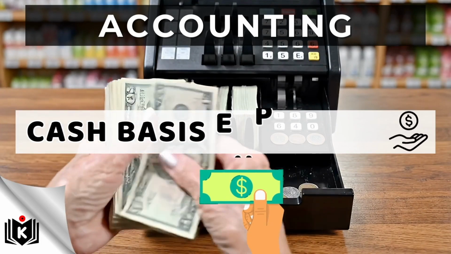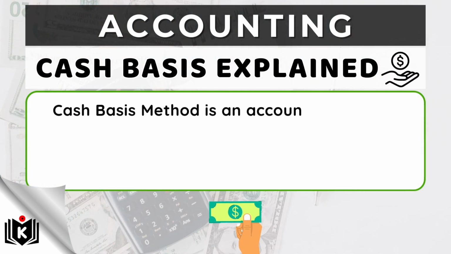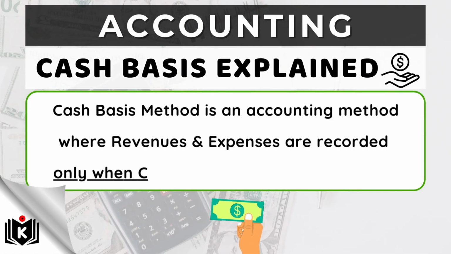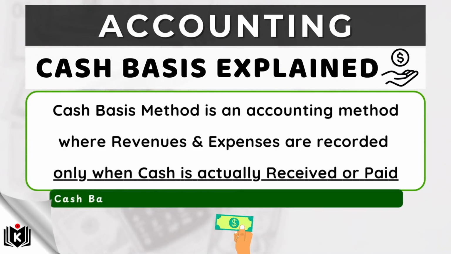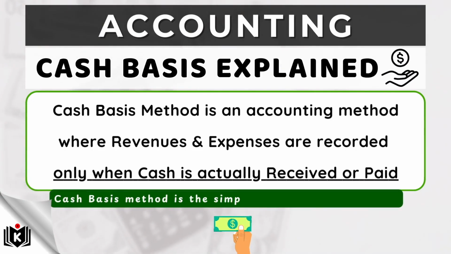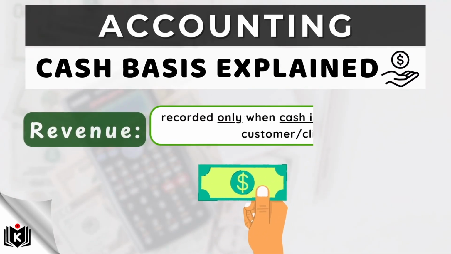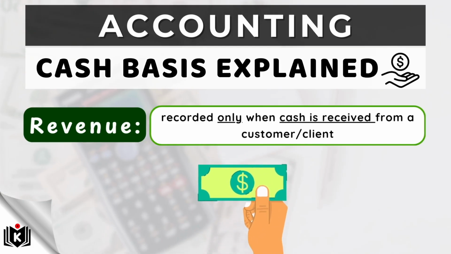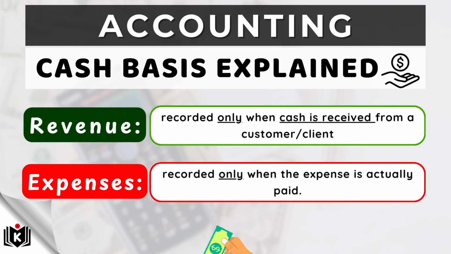Let's first explain what cash basis of accounting is. A cash basis method is an accounting method where revenues and expenses are recorded only when cash is actually received or paid. The cash basis method is considered the simplest form of bookkeeping. In this system, revenue is recorded only when you receive the cash from a customer or client, while expenses are recorded only when you actually pay the bill.